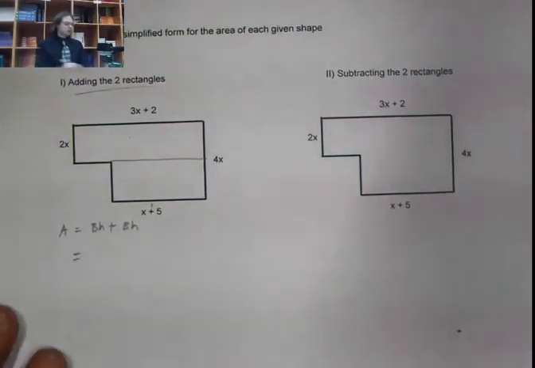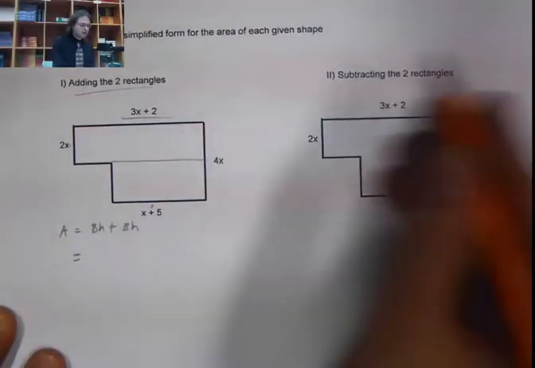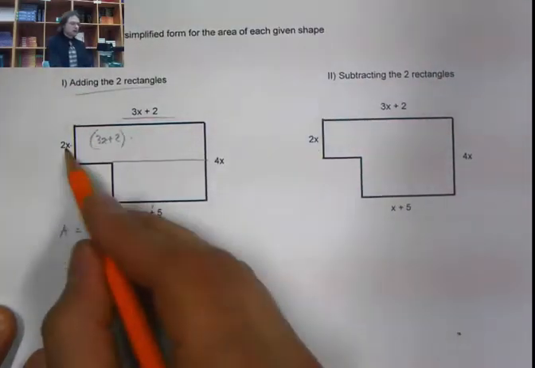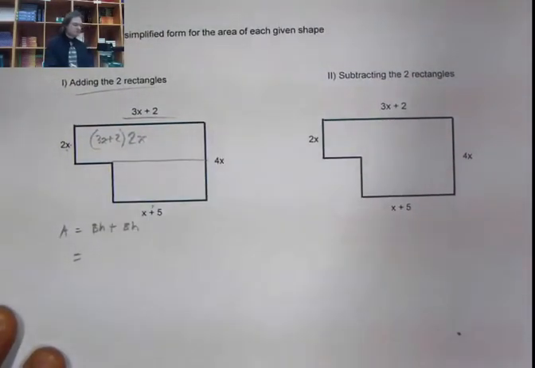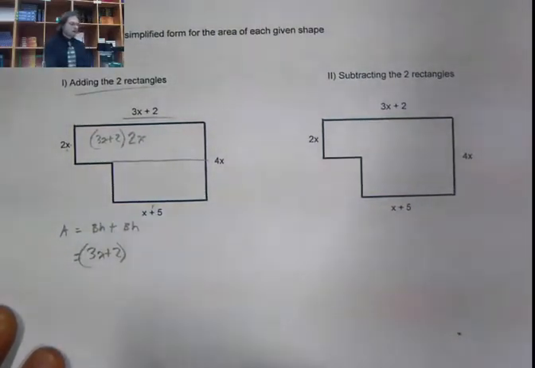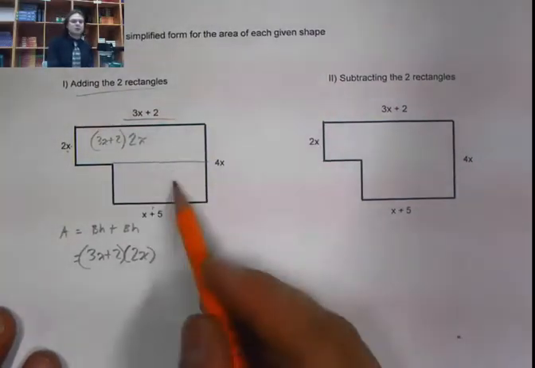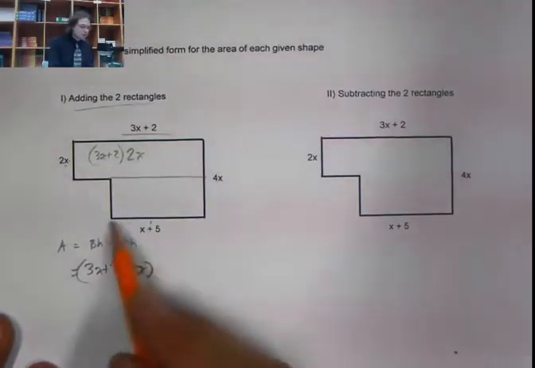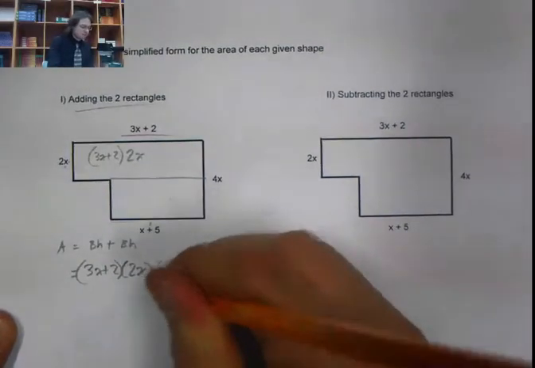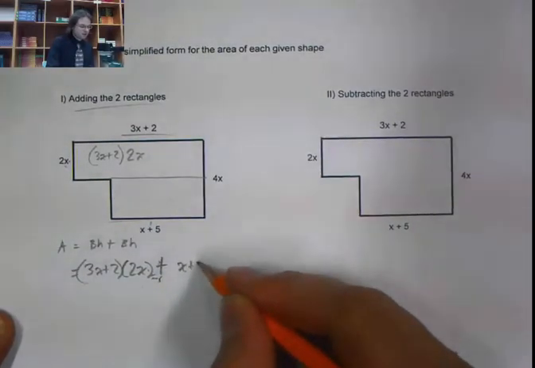Okay? So for this one, what is my base? My base is 3x plus 2. What is my height? My height is 2x. So I have 3x plus 2, and I'm multiplying that by 2x. All right? Now let's take a look at this one down here. My base is x plus 5. Oh, and we're going to add that. Sorry. So we add that, plus, we have x plus 5.